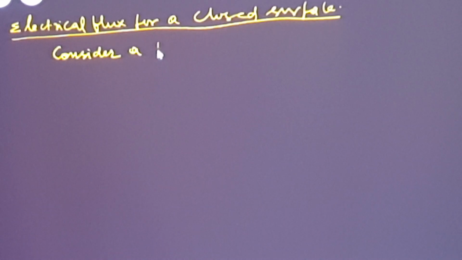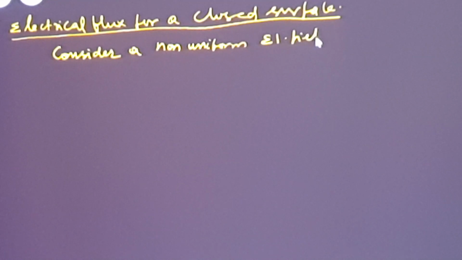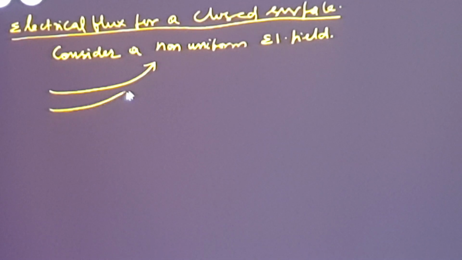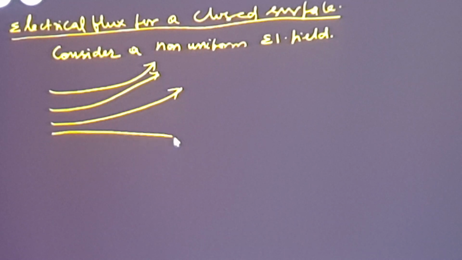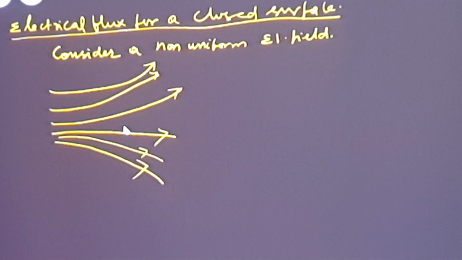Consider a non-uniform electric field. What is this non-uniform electric field? If I am drawing a non-uniform electrical field, it has lines of any shape, that is, they are not considered to be parallel. So if I am taking this non-uniform electrical field like this, inside it I am going to consider a closed surface.